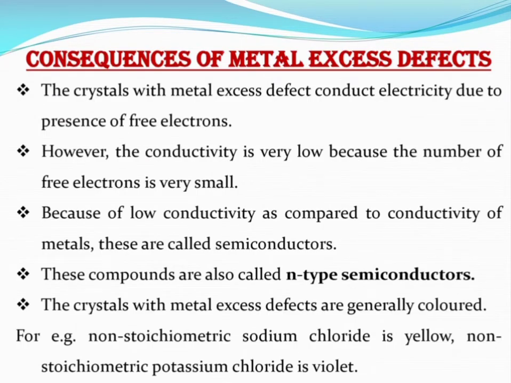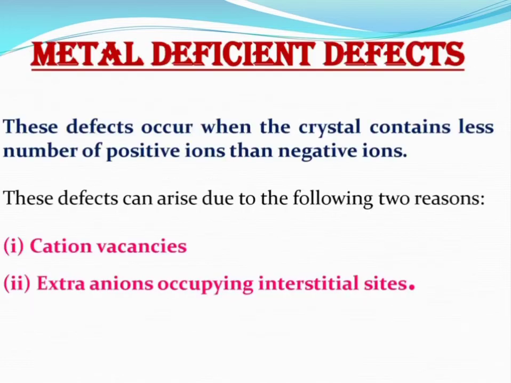Next, consequences of metal excess defects. The crystals with metal excess defects conduct electricity due to the presence of free electrons. However, the conductivity is very low because the number of free electrons is very small. Because of low conductivity as compared to the conductivity of metals, these are called semiconductors. These compounds are also called n-type semiconductors. The crystals with metal excess defects are generally colored. For example, non-stoichiometric sodium chloride is yellow and non-stoichiometric potassium chloride is violet in color.